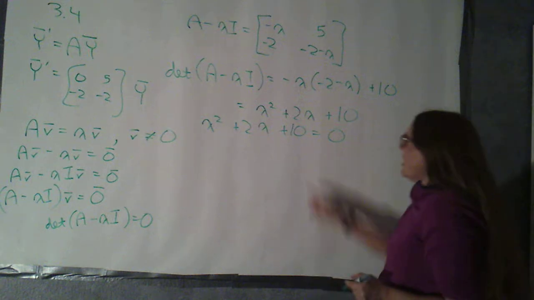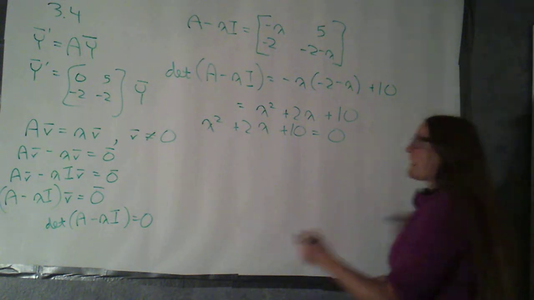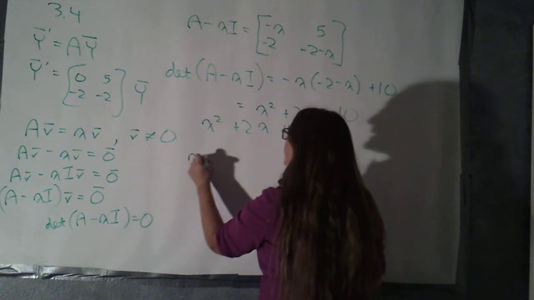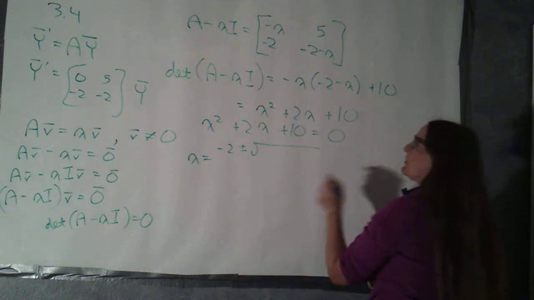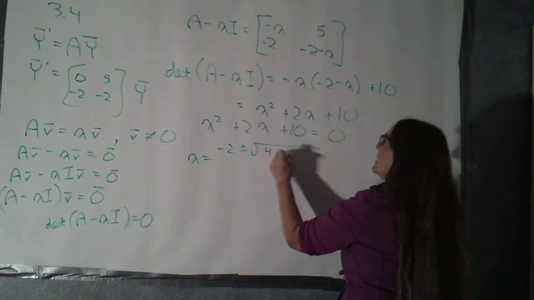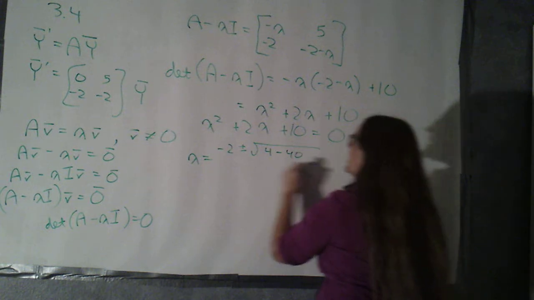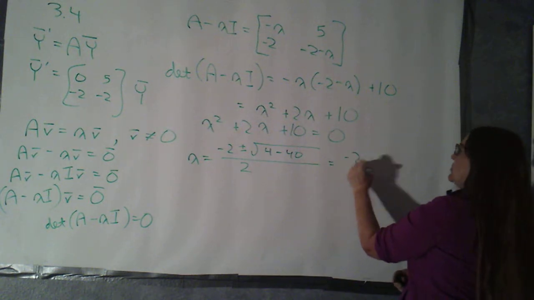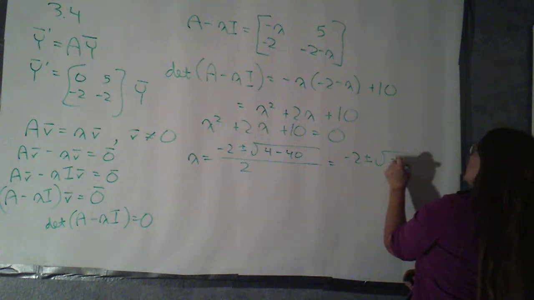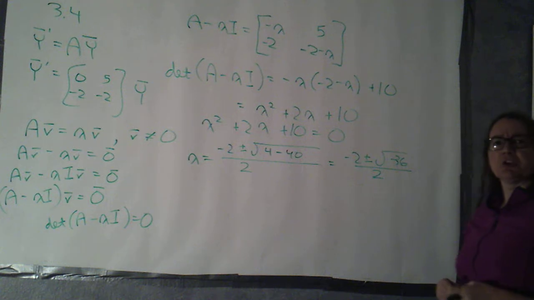Okay. But usually I try to factor, it doesn't look like it's going to factor, so I'm going to use the quadratic formula here. So I'm going to get lambda is the opposite of 2 plus or minus the square root of 2 squared, which is 4, minus 4 times 1 times 10, so minus 40, all over 2. So that's negative 2 plus or minus the square root of negative 36 over 2.